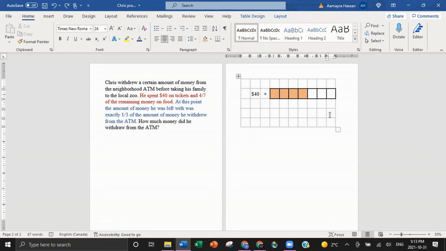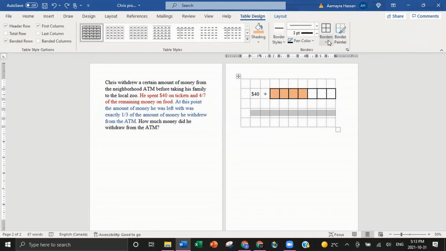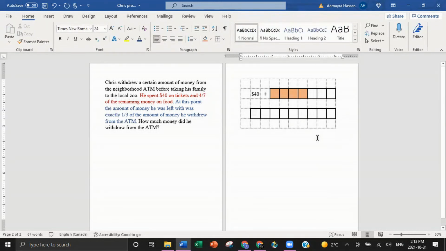All right, so if 1/3 is 3 cells, then 2/3 must be 6 cells, and all 3/3 must be 9 cells. So that means that the entire amount of money he withdrew from the ATM is these 9 cells. These 9 cells represent his entire amount of money.